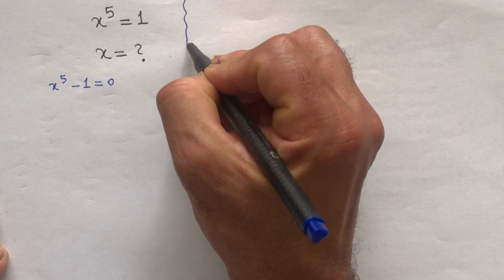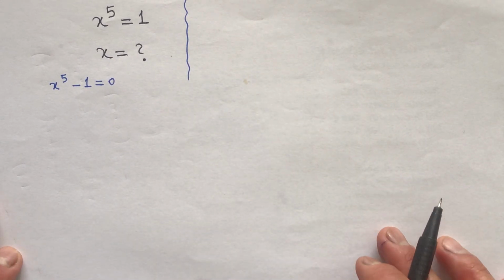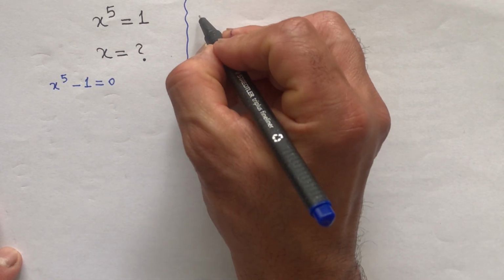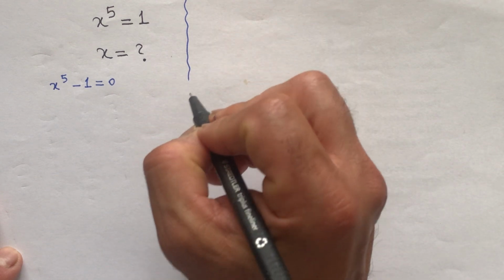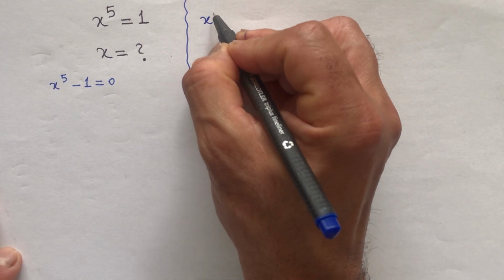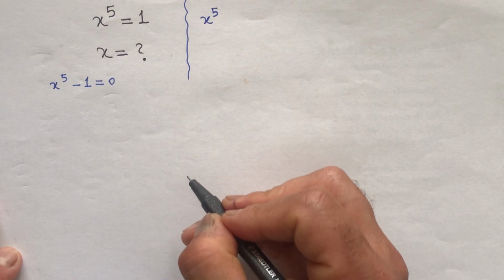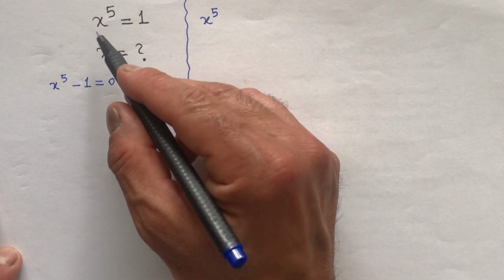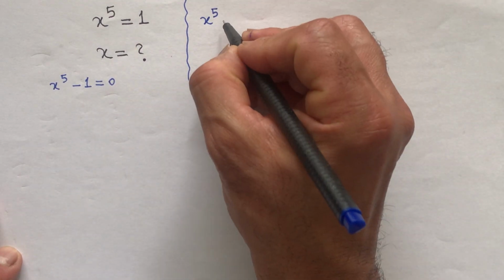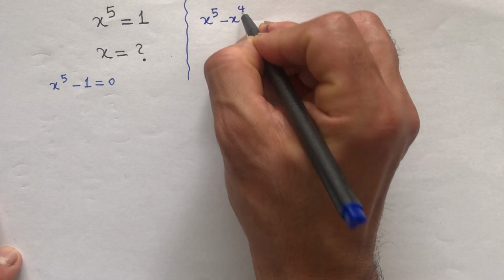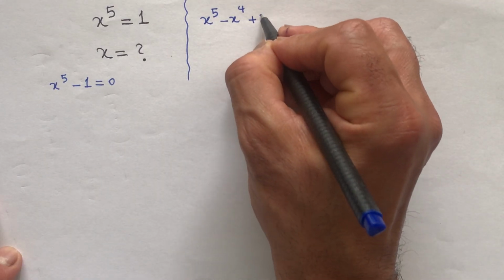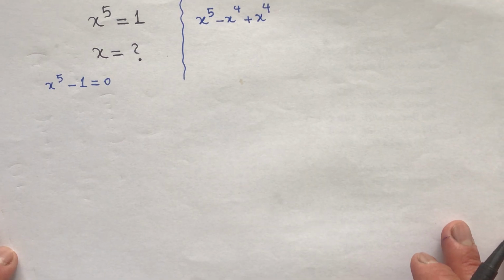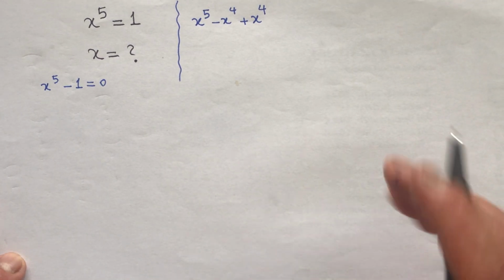At the beginning I need to put a trick here because it's difficult to solve. My trick is like here. I add and subtract the other orders of x to the whole terms here: minus x to the power of 4 plus x to the power of 4. So this is 0 and doesn't make a difference here.